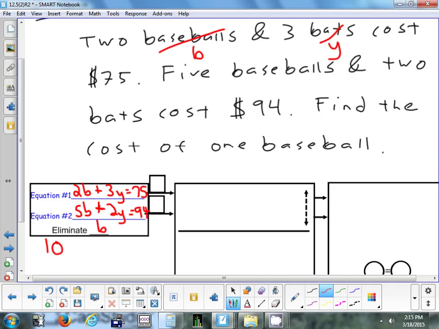You're going to be finding the cost of the bat right away. Then you're going to have to plug it back in to find the baseball. If you had eliminated Y, you get the cost of the baseball right away and be done. So Justin, you're not wrong. Let's switch that, right? Let's do the Y's instead.